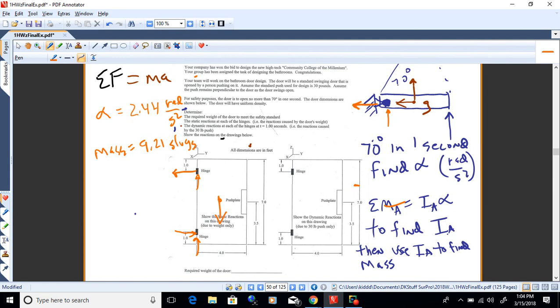So are we doing all right with that? I just figured it'd be easier to separate the static and dynamic reactions than to try and combine them. It just gets a little messy if you try to do that. So I figured there'd be separate reactions, one for statics, one for dynamics. Any questions on that one?